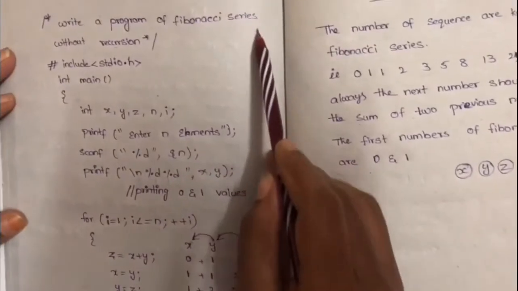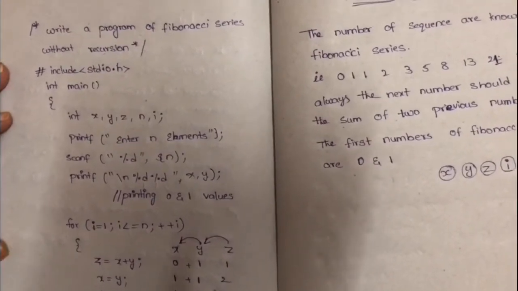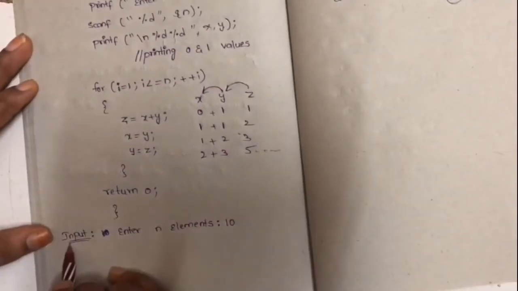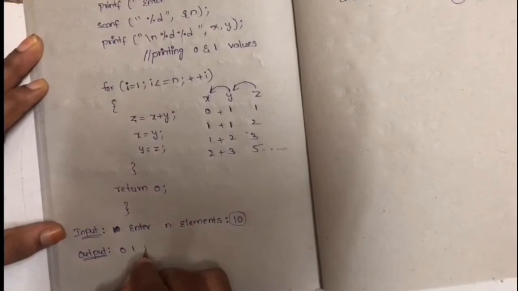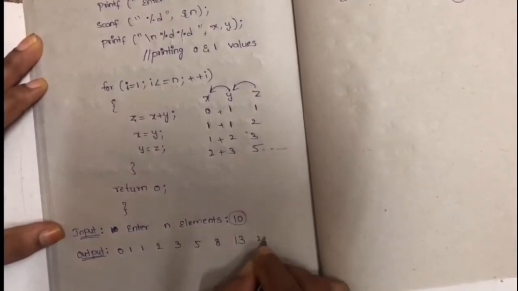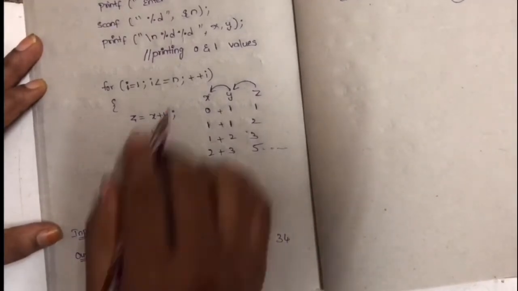Okay guys, this is the entire program of Fibonacci series without recursion. The output will be, if the user enters input as 10, then the output will be 0, 1, 1, 2, 3, 5, 8, 13, 21, 34. This is the output for this entire program.